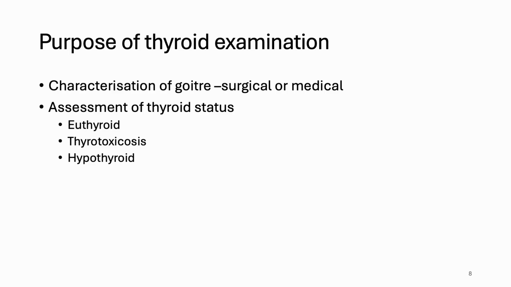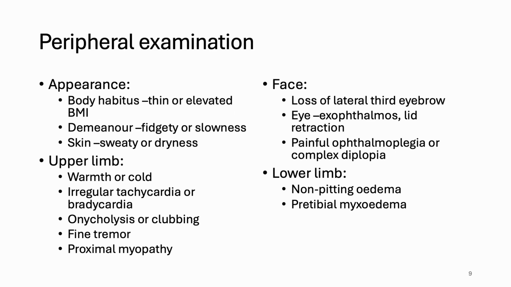The next section would focus on the thyroid examinations. The purpose of this exam is to characterize any goiter, and you can find this case in surgical or medical rotations. And the second purpose of thyroid examinations is to assess patients' thyroid status. At the end of the examinations, students should be able to confidently tell the examiner whether the patient is euthyroid, hypothyroid, or thyrotoxic. On peripheral examinations, you should look at patients' appearances, note the body habitus, whether it is thin or patient has elevated BMI.